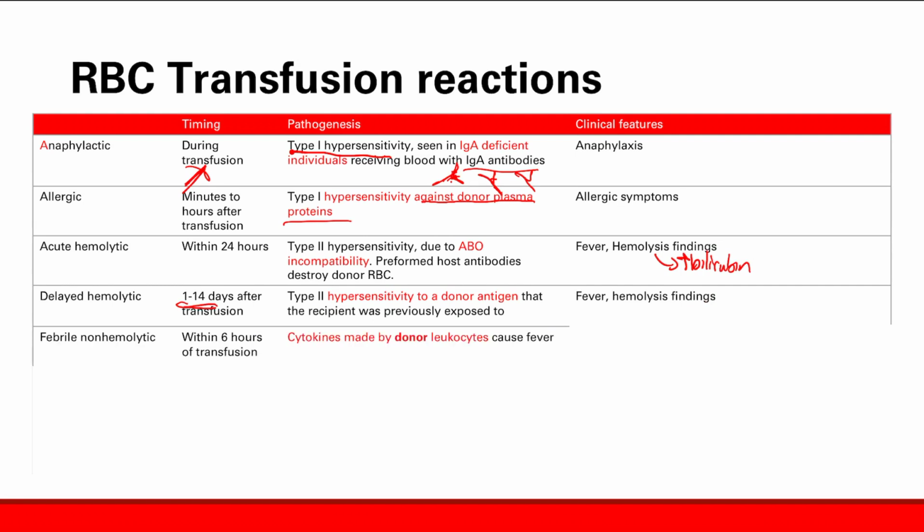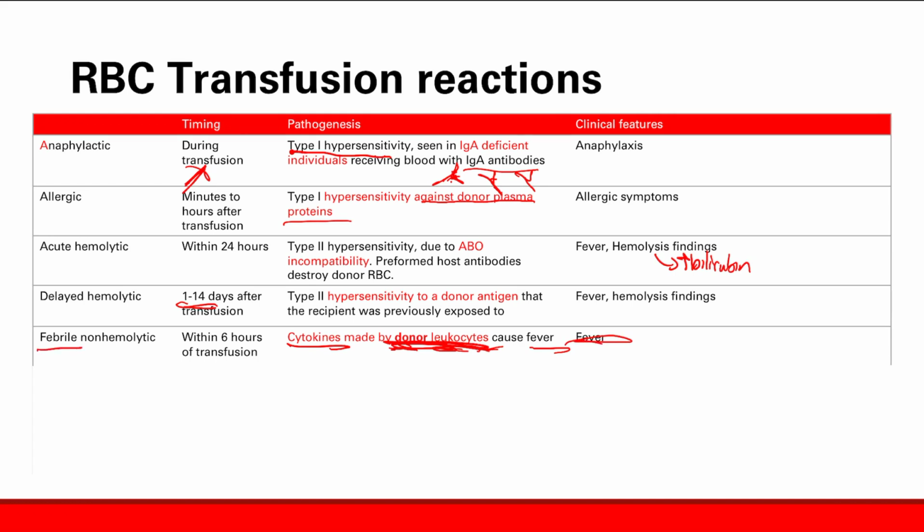Next one is febrile non-hemolytic. So it's not a hemolysis reaction. What happens is you have cytokines in the donor red blood cells. Donor leukocytes make these cytokines. You put it in the patient. These cytokines go around the body, go to the brain, and they cause fever. Okay. So that's the clinical feature here. You get fever in a febrile non-hemolytic transfusion reaction.